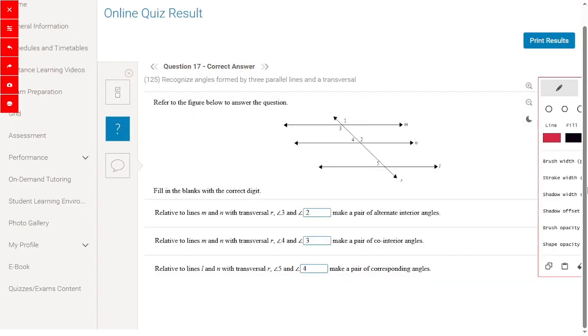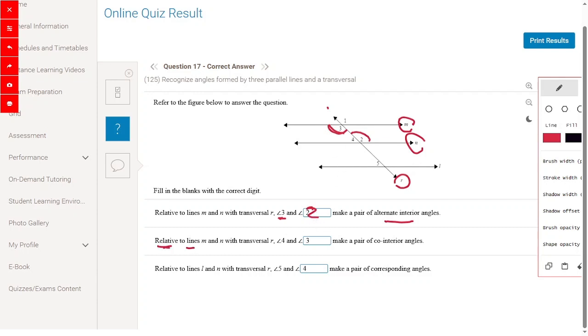Now refer to the figure below to answer the question. Fill in the blanks. Now relative to lines M and N, we have M and N, and this line R is the transversal. Now angle 3 makes a pair of alternate interior angles with angle 2. Alternate interior angles, that means 3 and 2.